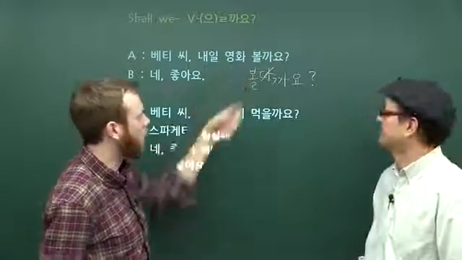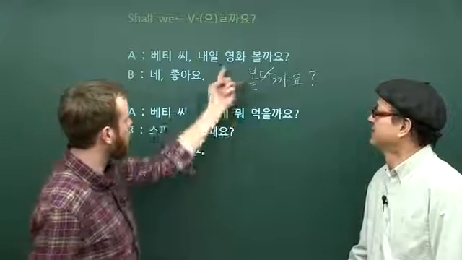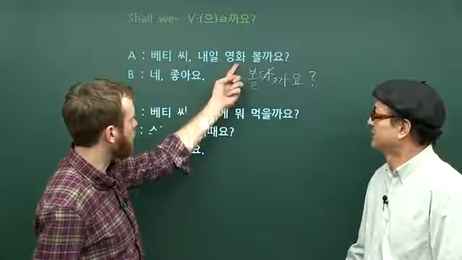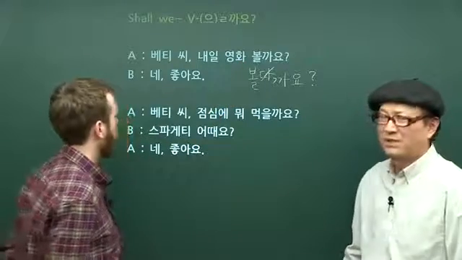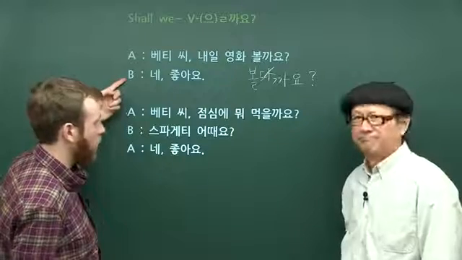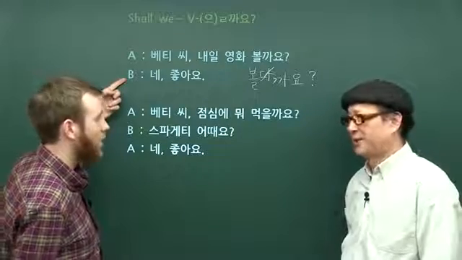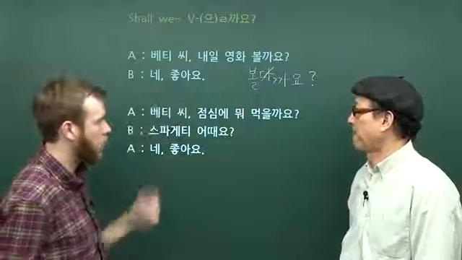영화 볼까요? or 영화를 볼까요? Right. So yeah, we can use our object marker. In this case, because it ends in a vowel, we would say 를. 네, 영화를 볼까요? Okay. And Betty says, 네, 좋아요. Sounds good. Right. So yes, 네, 좋아요.